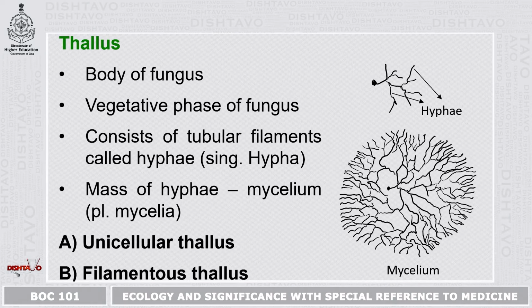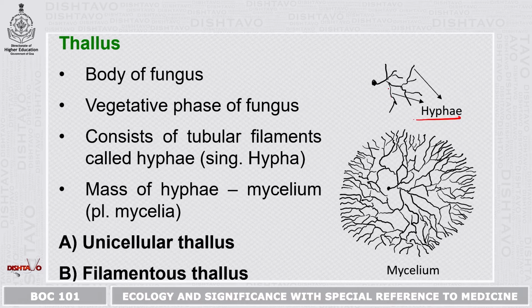So thallus is basically the body of any organism. In this case, it is the body of the fungus. The thallus is basically the vegetative phase of the fungus and it consists of tubular filaments called hyphae. The singular form of it is hypha. Here you can see I have shown it in the diagram also.